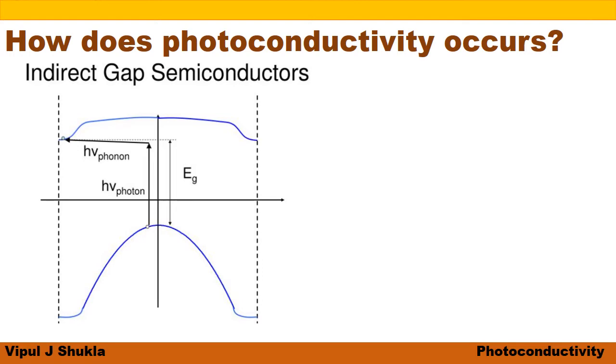While in indirect band gap semiconductors, the maximum energy of the valence band occurs at a different value of momentum to the minimum energy in the conduction band. Also, in an indirect band gap semiconductor, the electron rising from the valence band to the conduction band will change its momentum as well as its potential, that means a change in its energy.